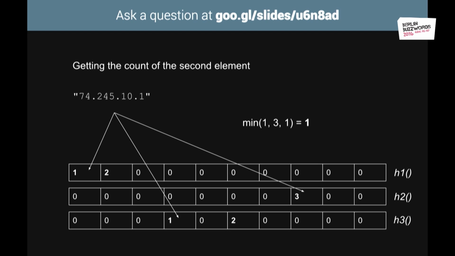The second row is where it collided, and it maps to a 3. And then on the third row, it maps to a 1. And then we take the minimum of those 3 values, and we get a 1. So you can see that by the hash functions being different, it means you will get collisions, but because you have lots of rows, hopefully, when you go over all of them, you'll get one of them that is accurate enough.